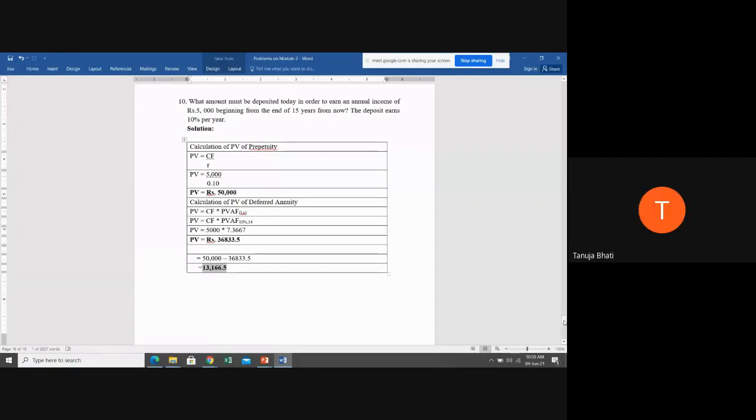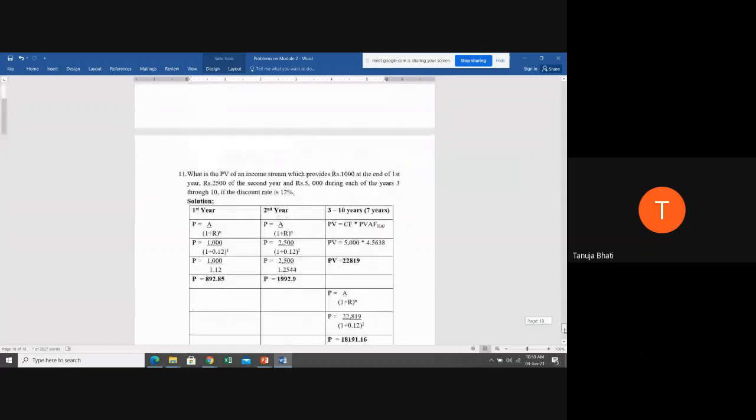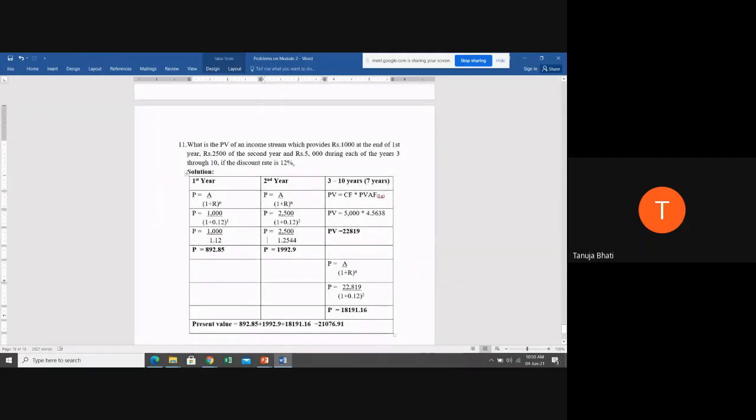Everyone? Okay, now let us move ahead to problem number 11. At least I want you all to explain the question to me, just to know whether you are able to interpret it. What is the present value of an income stream which provides 1,000 at the end of the first year, 2,500 at the end of the second year, and 5,000 during each of the years from 3 to 10, if the discount rate is 12%? In the exam, if they give you 3 through 10, it means from 3 years to 10 years. Can anyone explain what elements of present value are included in this problem and what it actually states? Yes, students?